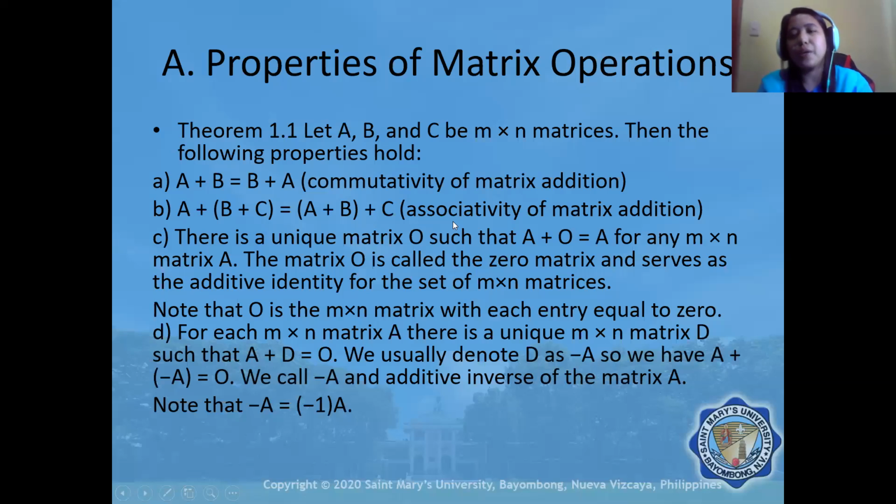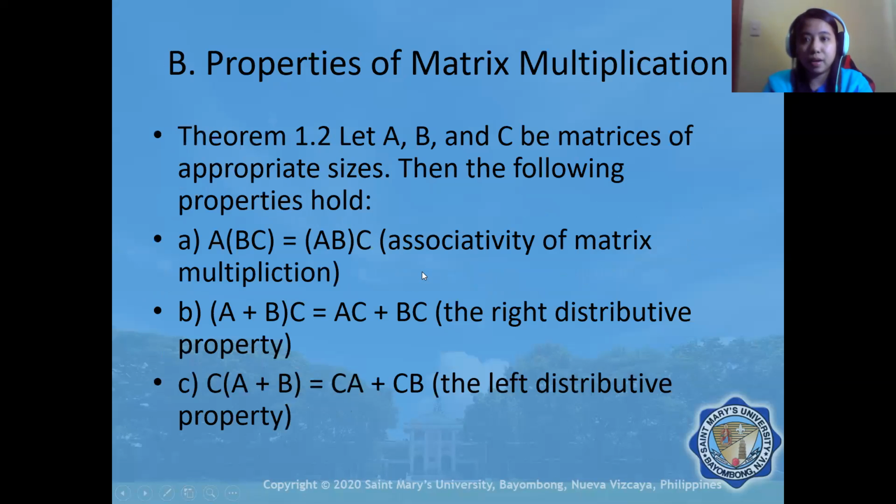Okay, so let us again go back to our screen or our slides. So for the properties of matrix operations in multiplication, we have the following. Let's consider this as Theorem 1.2. So if we let A, B, and C be matrices of appropriate sizes, then the following properties hold.